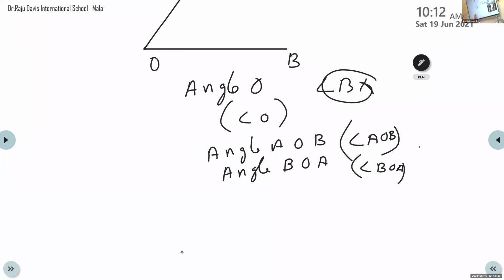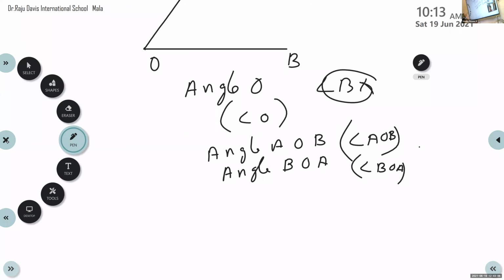That is wrong. You cannot write like this. Angle B, A, O is wrong because O is the vertex. O should come at the center. A, O, B is correct. B, O, A is also correct. Is it clear now? What is the meaning I told? Yes or no? Yes, ma'am.